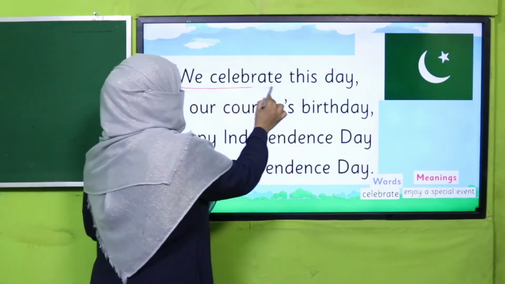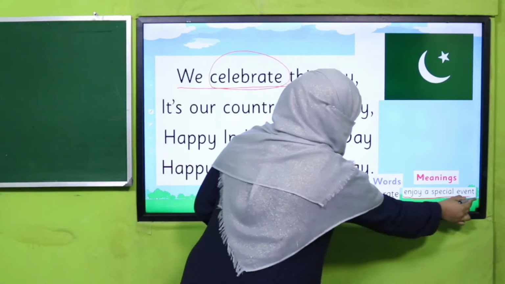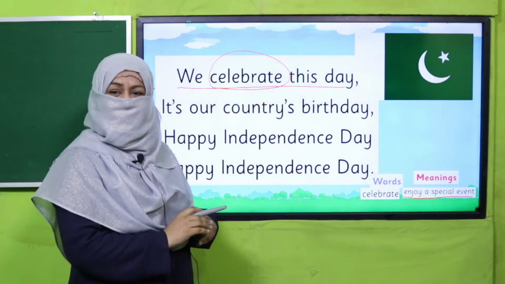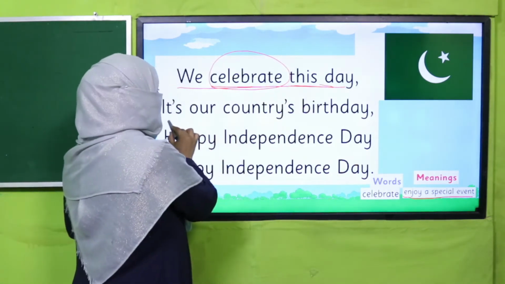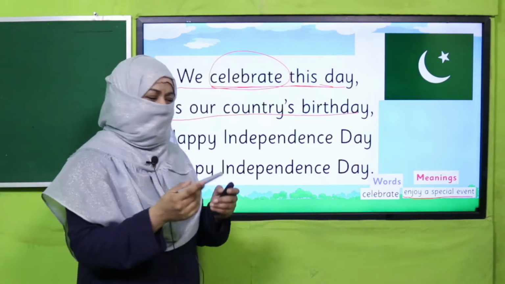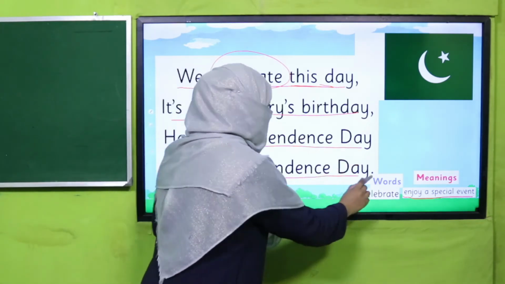We celebrate this day. And what does celebrate mean? Enjoy a special event, a day which is special for you. You enjoy it. So we celebrate this day. Which day do we celebrate? It's our country's birthday, and that is 14 August. Happy Independence Day. Happy Independence Day.